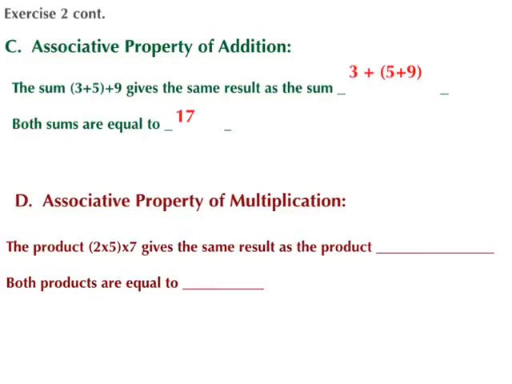The associative property of multiplication. The product 2 times 5 times 7 gives the same result as the product 2 times 5 times 7, with the parentheses in a different place. Both products equal 70.